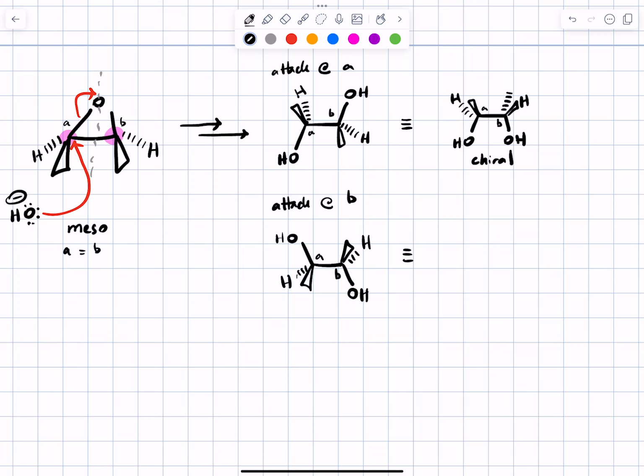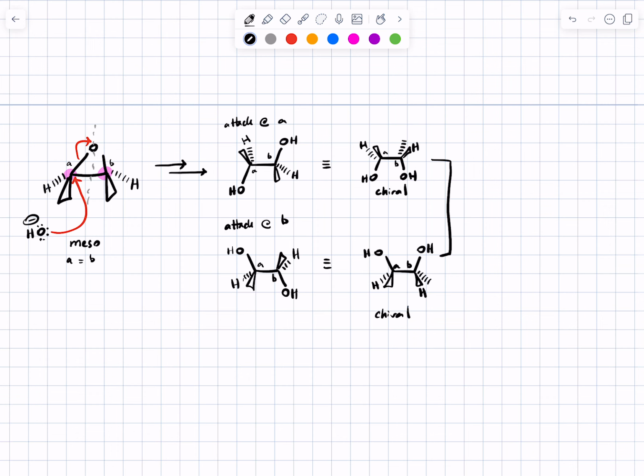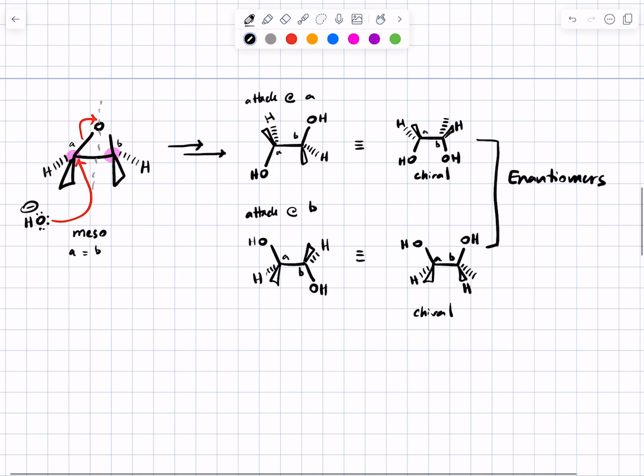And then if I were to rotate around carbon-carbon bonds, the bond between A and B, you should be able to see as we're drawing this that those two products are mirror images of each other, but are not the same thing. And the word we use for that is enantiomers. All right.